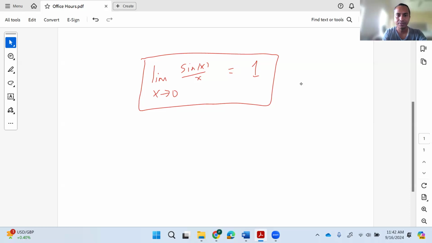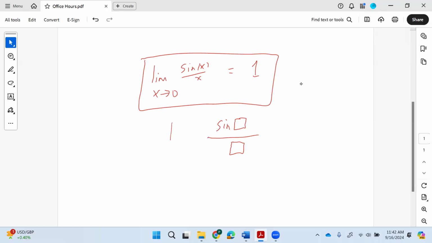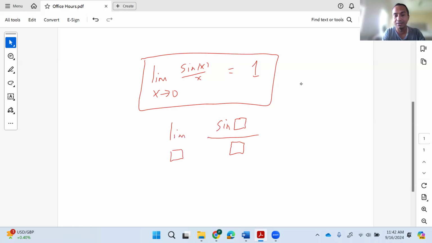One more thing you have to keep in mind is this x could be any value. For example, let's say I'm going to replace this x by a box, and the very same box comes on the denominator as well. If we are interested to find the limit of sine of this box over the very same box when that box approaches zero, then that limit would always be one. Whatever is the value inside that box, we don't care.